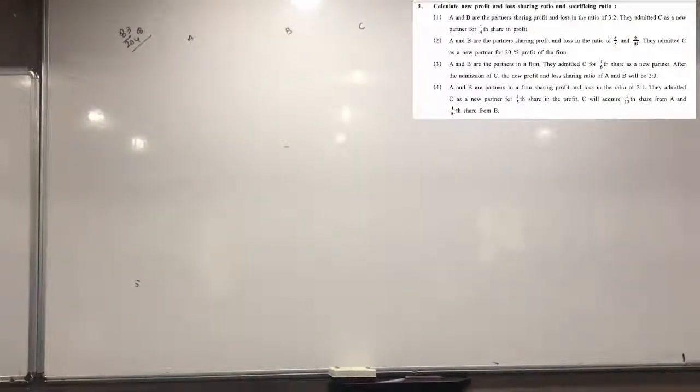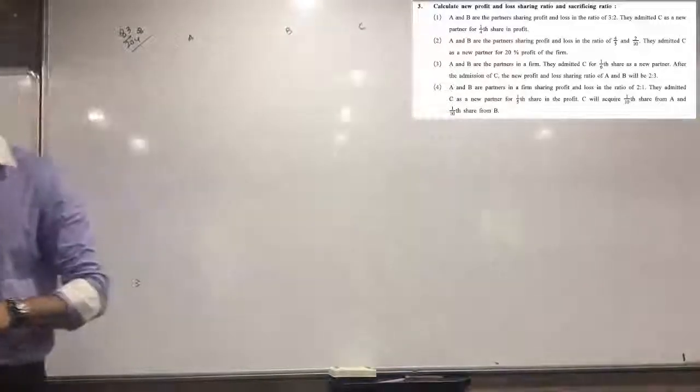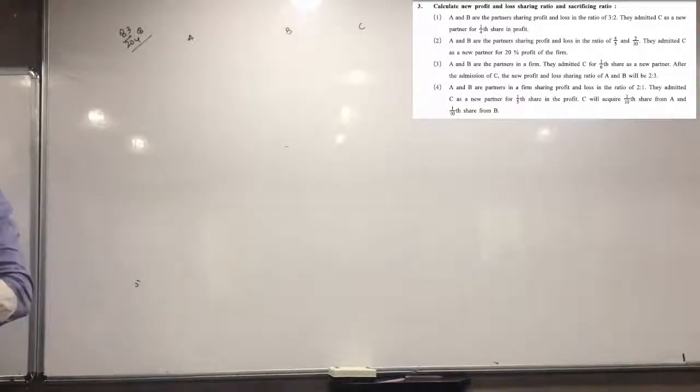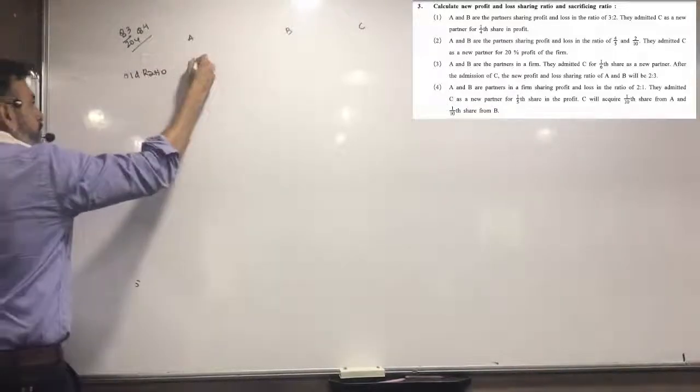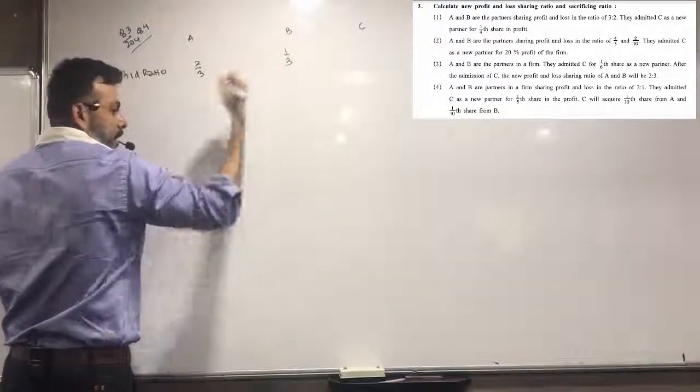Question number 4. A and B are partners in a firm sharing profit and loss in the ratio of 2:1. They admitted C as a new partner for 1/5 share in the profit. C will acquire 1/10 share from A and 1/10 share from B. A and B are partners. They get the new ratio. The old ratio is 2:1. So first we write the old ratio, 2 by 3 and 1 by 3.